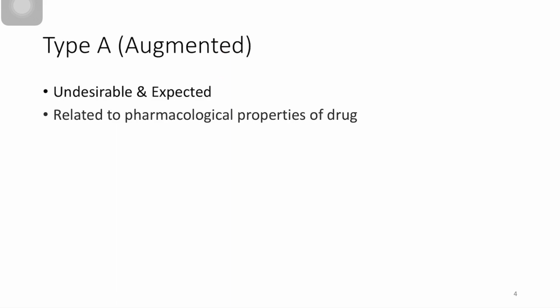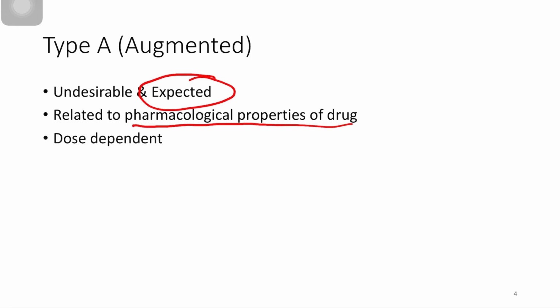So type A reaction is called augmented reaction. Here the type A reaction is undesirable obviously, but it is expected. This kind of adverse drug reaction is expected. We expect that this kind of adverse drug reaction will happen with the use of the drug. So it is related to the pharmacological properties of a drug. It is expected that this kind of reaction will happen, and that might be because of the pharmacological property of the drug. It is dose dependent. If you increase the dose, there are chances that you get those adverse drug reactions.